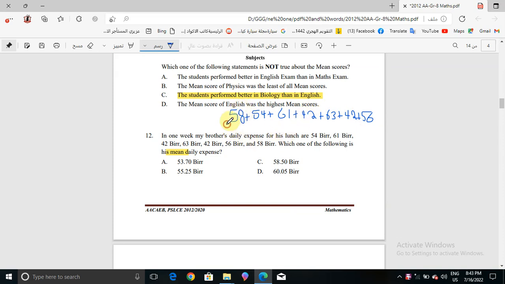Then we will divide by the number of all the expenses. Here we have 1 2 3 4 5 6 7, so divide by 7. Then the last answer you will get when you divide is 53.70 birr. So that means our answer is in choice A. So choice A is the correct answer for question number 12.